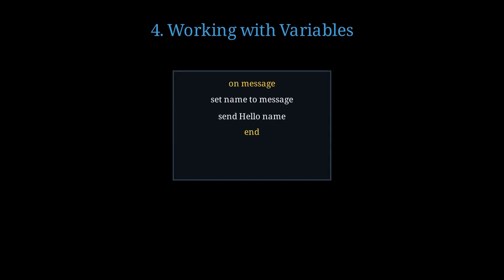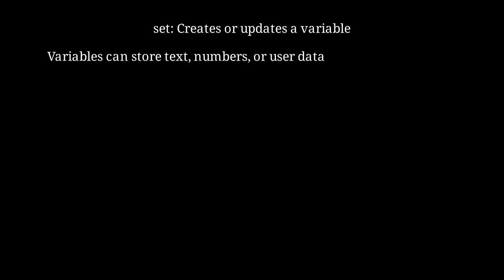Let's learn how to use variables to store and manipulate data. Here we use the set command to store the user's message in a variable called name, then send a personalized greeting. The set command creates a new variable or updates an existing one with a value. Variables in TBH can store text strings, numbers, or even user data like messages. The syntax is simple. Set x to 5 creates a variable x with the value 5.